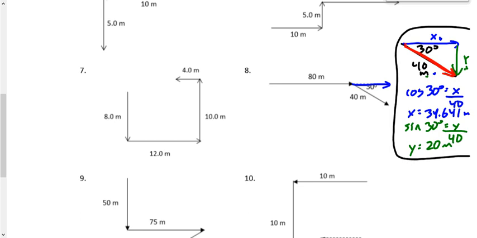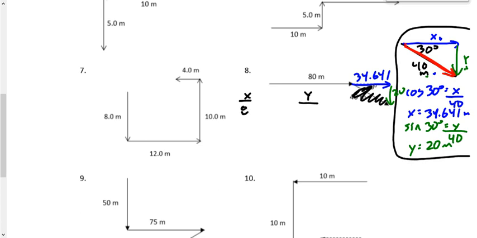I converted it to 34 and 20. So let's label that as a 34.641 and a 20 down. I'm just going to scratch out the 40 meters at 30 degrees. It's gone, replacing it with an X and a Y. Now, let's do what we did in question 6 and 7.